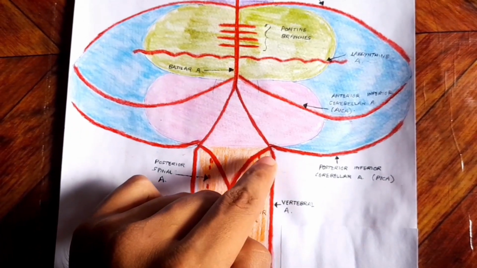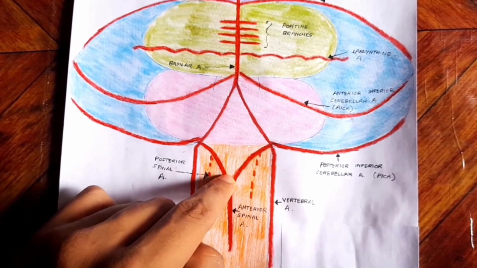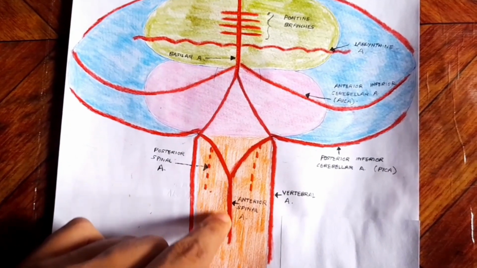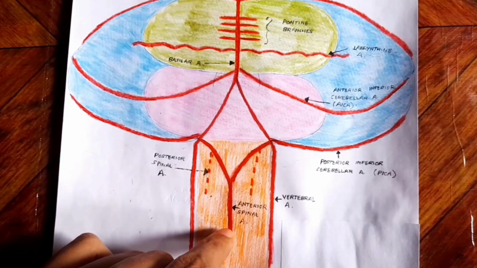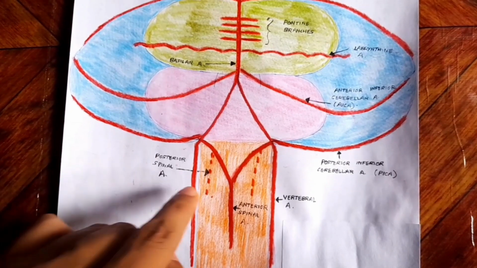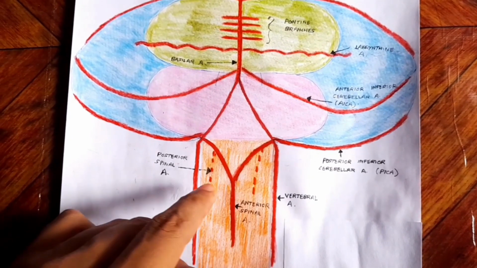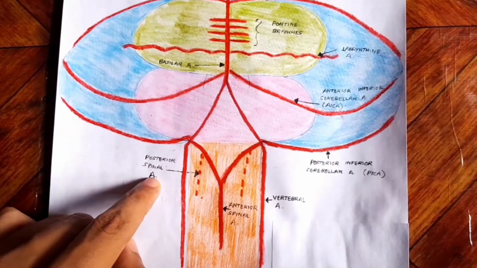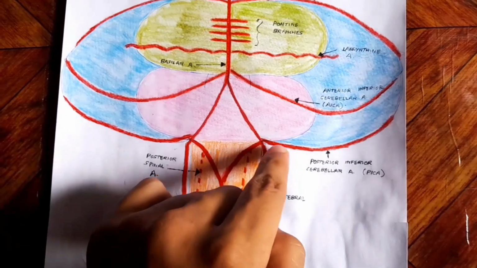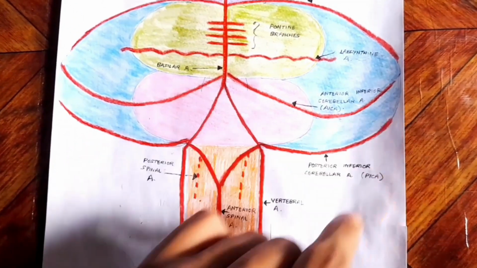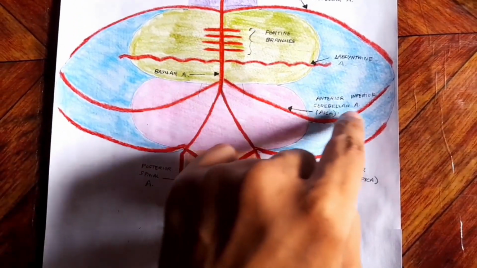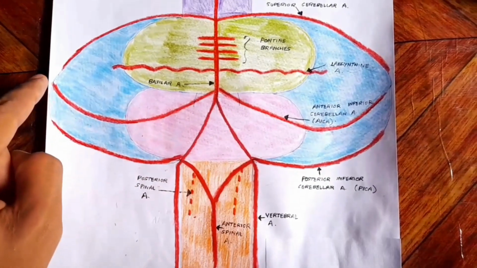Also, if we come down again, we have this vertebral artery. It gives a branch supplying the anterior part of the spinal cord, which is known as the anterior spinal artery. There is a branch to the posterior part of the spinal cord, the posterior spinal artery. We have one anterior spinal artery and two posterior spinal arteries. This vertebral artery also gives a branch known as the posterior inferior cerebral artery, and this basilar artery gives a branch which is the anterior inferior cerebral artery.